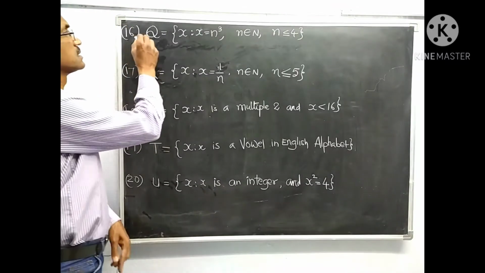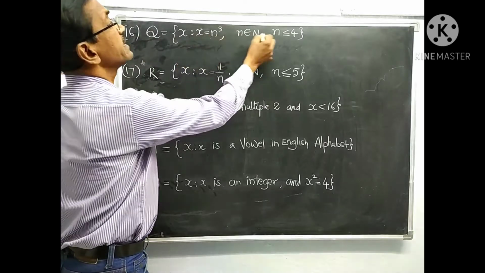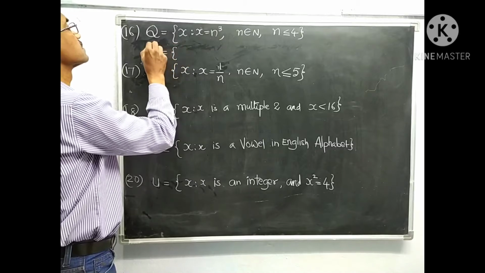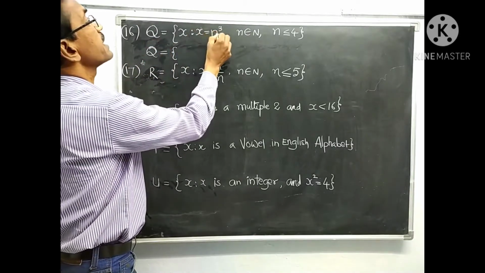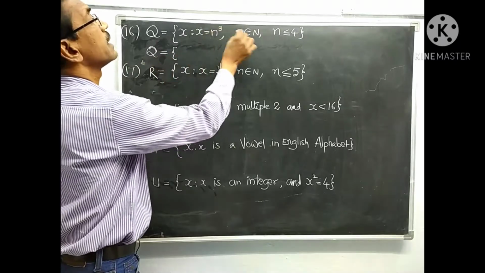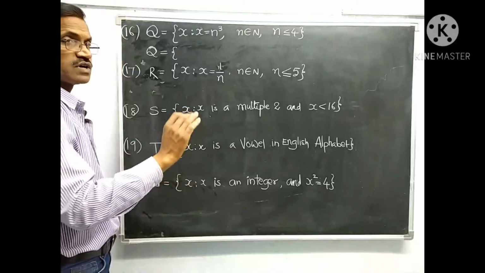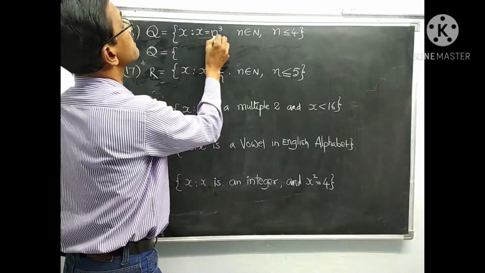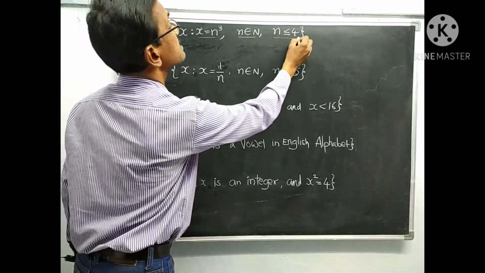Let us write. The set builder form is given here. We have to write the roster form of this set: {x such that x = n cube, x belongs to N and n is less than or equal to 4}. Here the question type is somewhat changed. Here the rule is given, the set is given, and the limit is given.